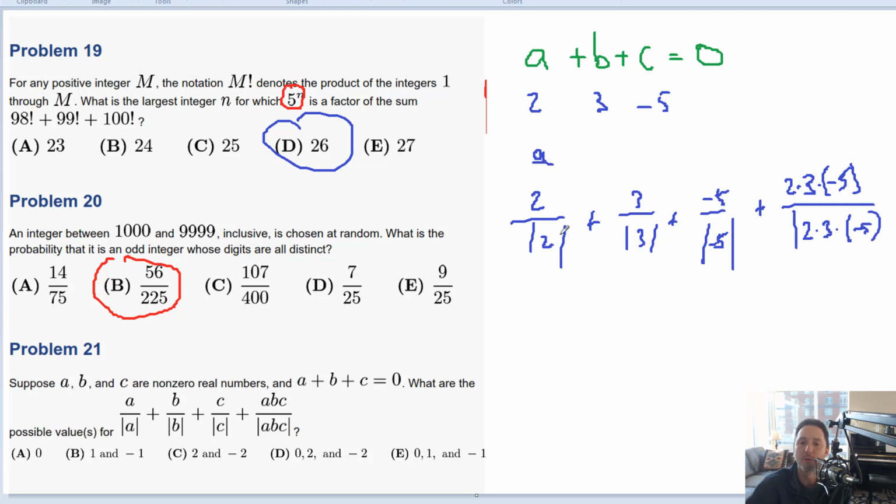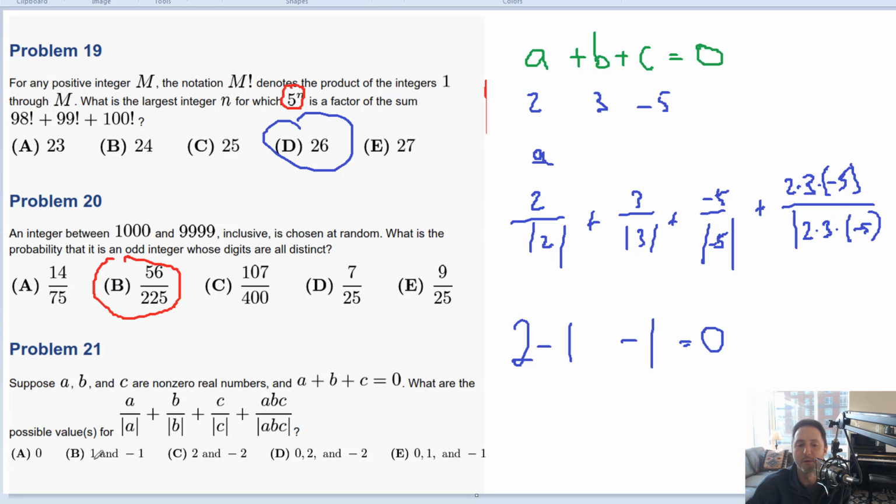Okay, what would that be? Well, this is going to be 1. That's going to be 1. That's going to be -1, right? So we're at 1 plus 1 minus 1. And this right here is also going to be -1. So we're going to get 0. Okay, so 0 is definitely one of the answers.